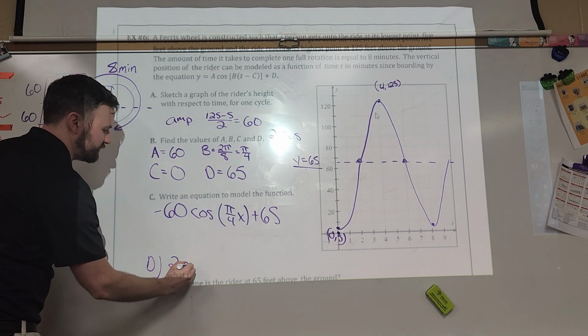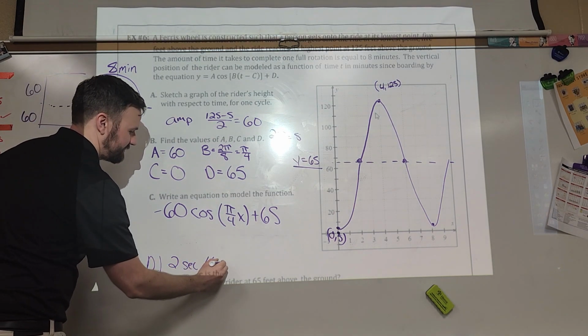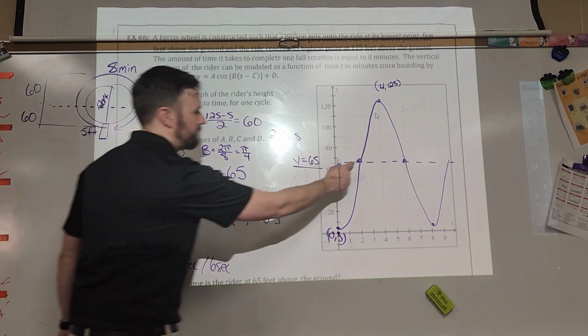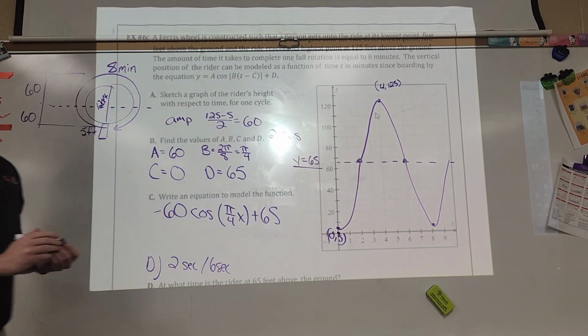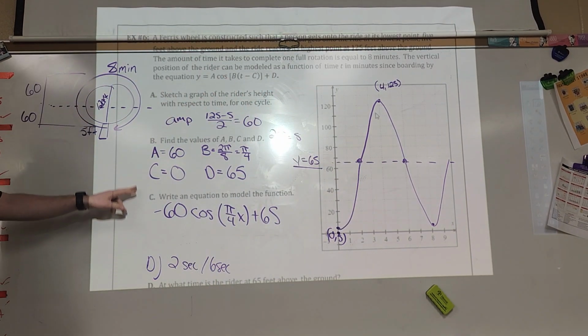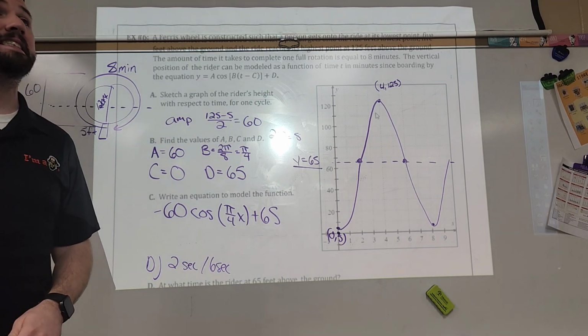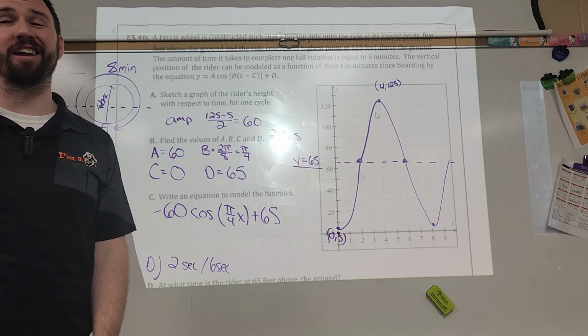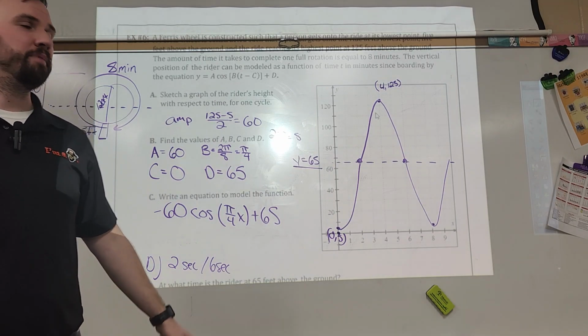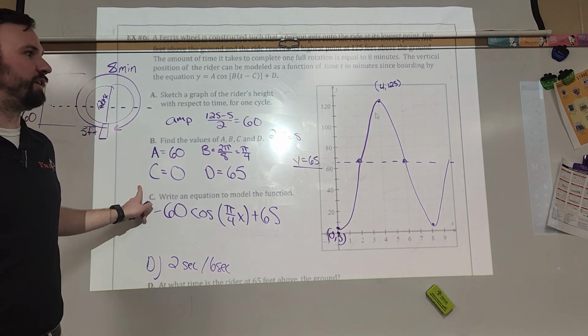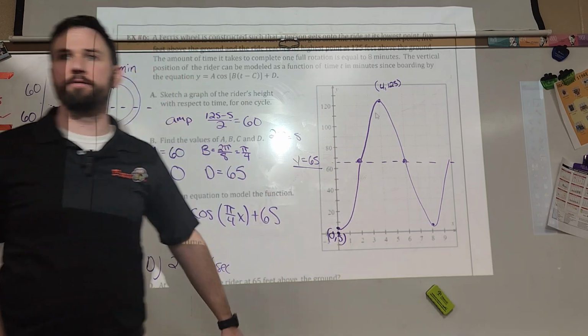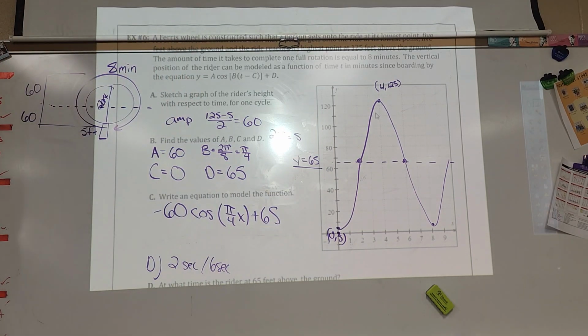Do you guys agree this is 2 seconds and 6 seconds? Because it's where it crosses our midline. And again, if you didn't have 65 as any part of this and you get to a question asking about something being 65, go back and check it. 65 was important. Because if it's a non-calculator, these have to be things that you can answer just by looking at the graph. Or 2 minutes. Check. Oh, I put seconds.